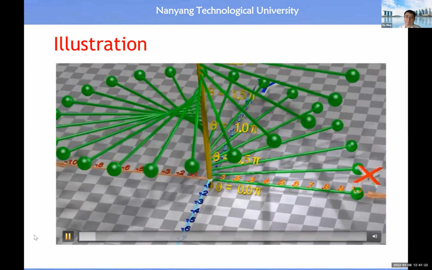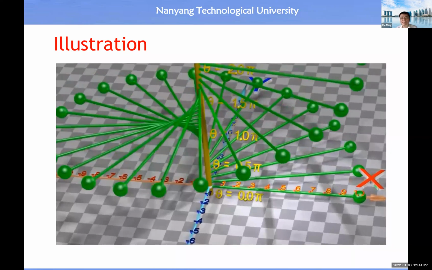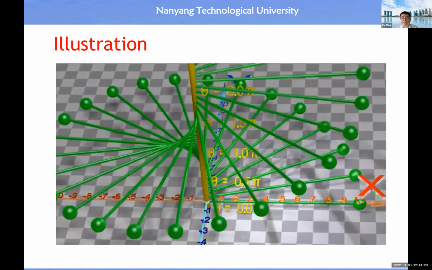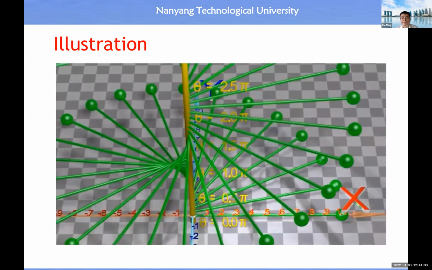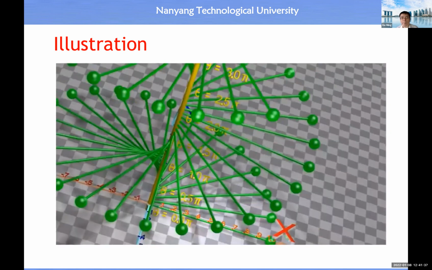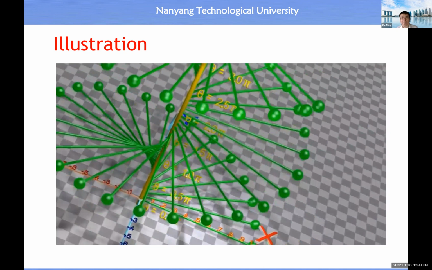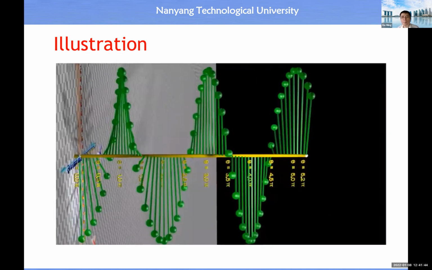For each value of theta, the x-coordinate represents the cosine of theta, and the y-coordinate represents the sine of theta. The angle theta can range anywhere between negative infinity and positive infinity.